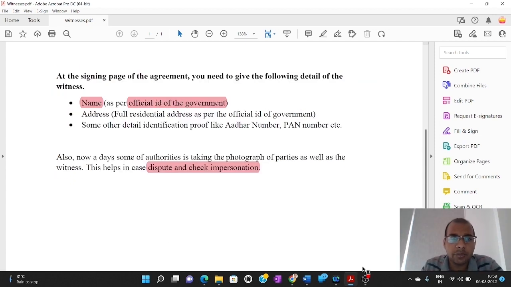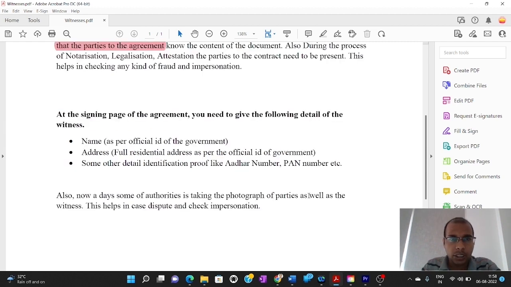At the signing page of the agreement, you need to write the following details of the witness: the name of the witness as per the official ID of the government, the full address of the witness as per the official ID of the government, and some other detail like the Aadhaar number or PAN number of the witness. Basically, this helps in checking the impersonation of the witness. Also, nowadays, some authorities are asking for the photograph of the parties as well as the witness because this helps in checking the impersonation and also helps in case of dispute between the parties.